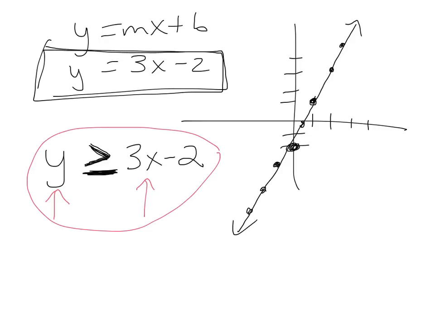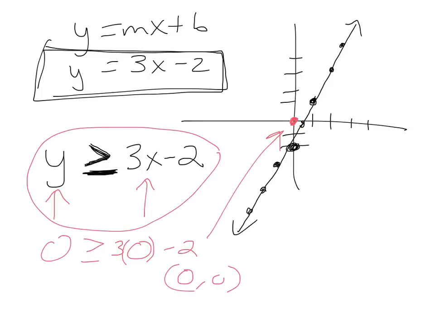So what I like to do is test a point. 0, 0 is a convenient point to test, where x is 0 and y is 0. The point 0, 0 is a great test point. When you put that into the inequality, you can see that this becomes nothing, and you still have 0 on the left is greater than -2. Is that true? Yes, it is.